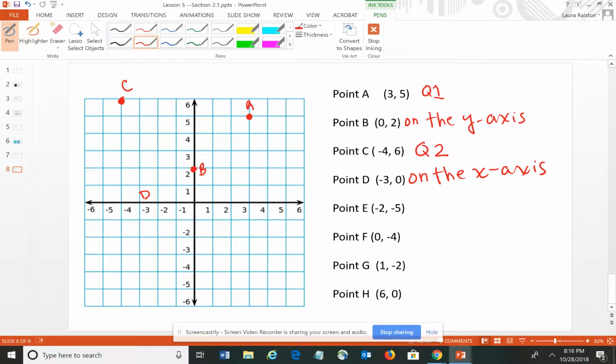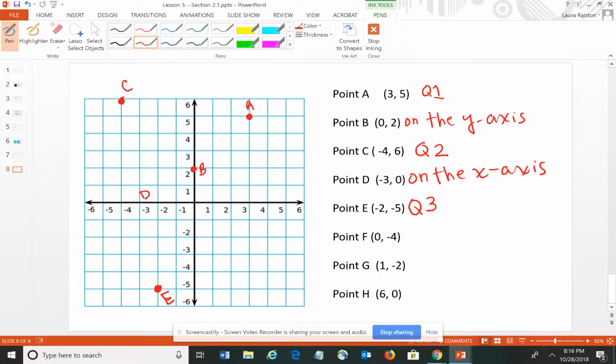Point E, so again, I'm going to start at the origin. It's -2, -5. So the -2 tells me to move 2 units left, 1, 2, and then -5 is 5 units down. So there's E. And it is in quadrant 3 because I have negative, negative.